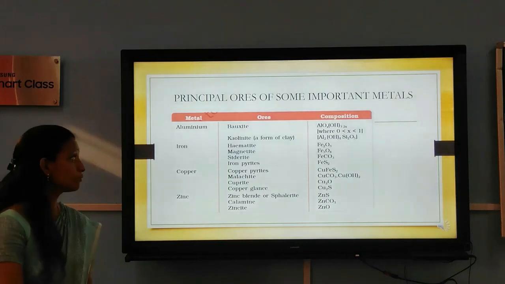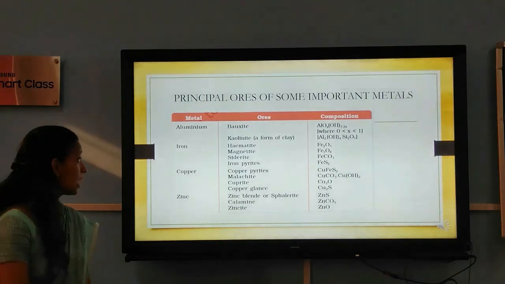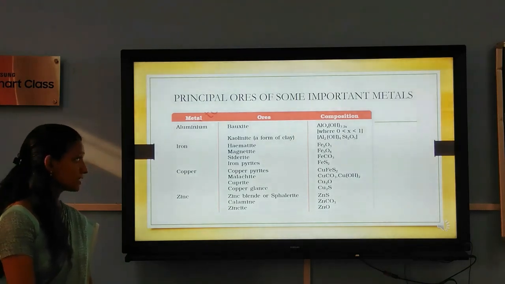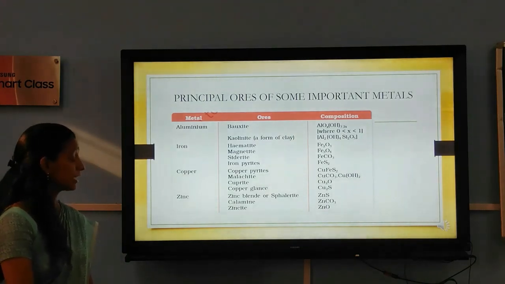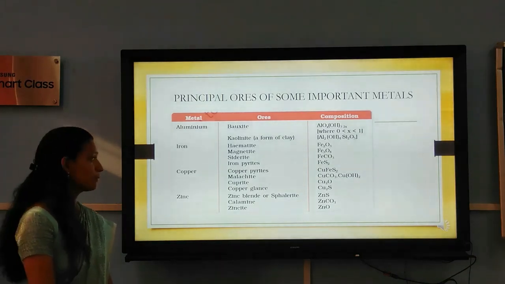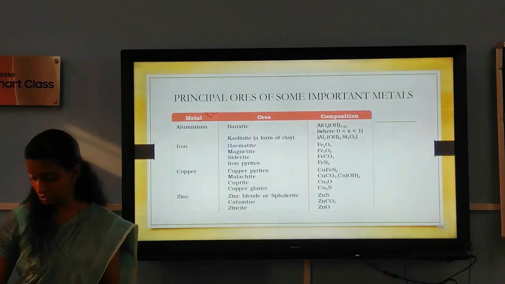Now, these are some of the important ores of metals. Aluminium is generally extracted from the bauxite ore. Iron, as I said, is generally extracted from the oxide ore. Copper and zinc can be extracted from any of these ores.